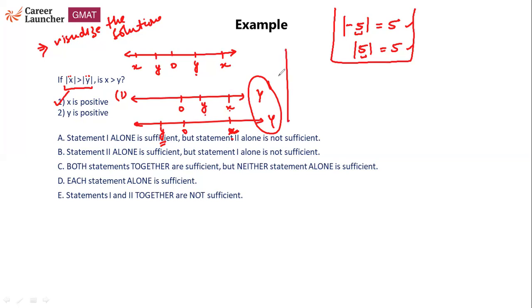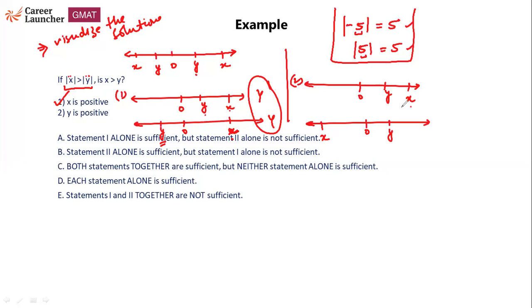Second statement, y is positive. Now, if y is positive, x could be positive or x could be negative. That is what we have understood. X could be positive. Y is given as positive. X could be positive. X could be negative, far away from origin.